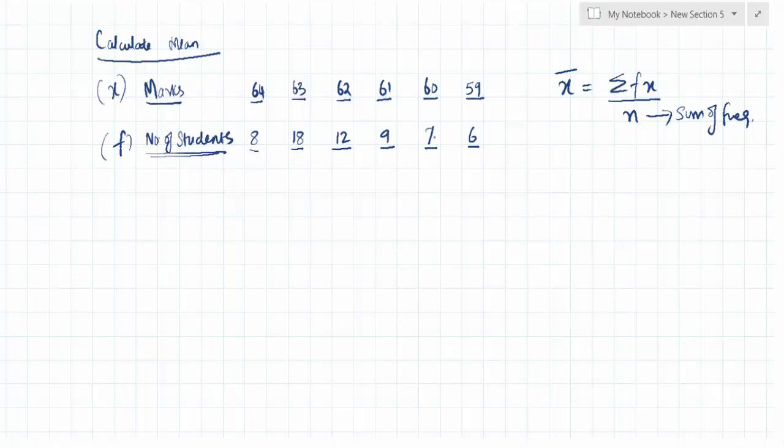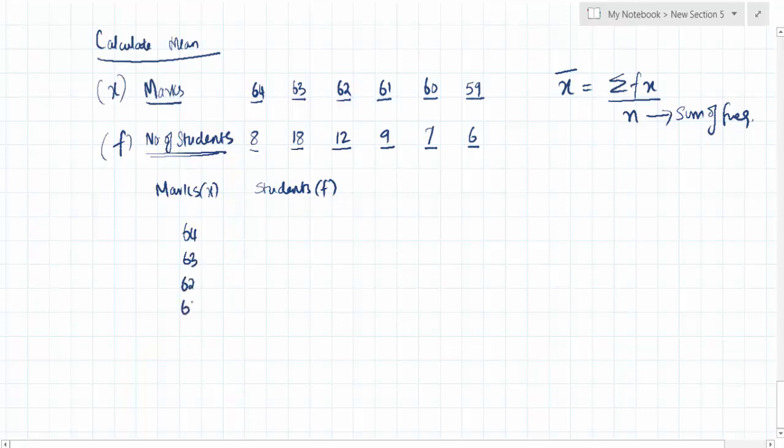So first we'll write the marks in a table form, then the students' frequency. The students are represented by frequency, so I'll call it f. The marks are going to be represented by x. So what are the marks? The marks are basically 64, 63, 62, 61, 60 and 59. And the number of students are 8, 18, 12, 9, 7, 6. So you have x and you have f. What you have to find now is fx, which is nothing but the product of these two.